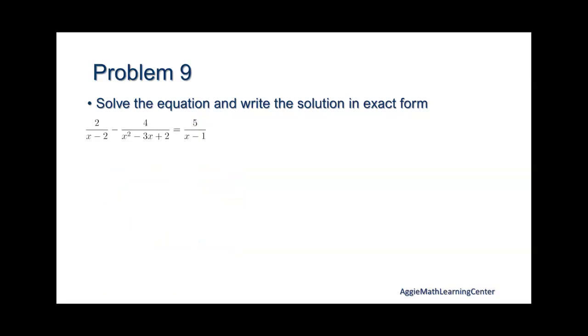One more. So for this one, it looks a little different than any of the other ones that we have done so far. So what do we want to do first? Do we need to factor the denominator in the middle? Would that make it easier for us to solve? Yes. If we're factoring that denominator, what do we get?